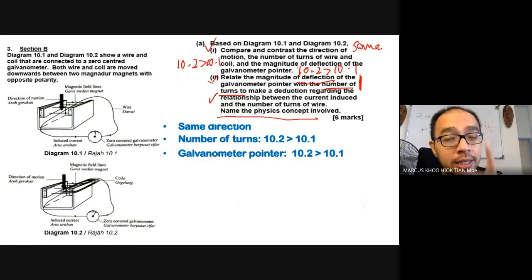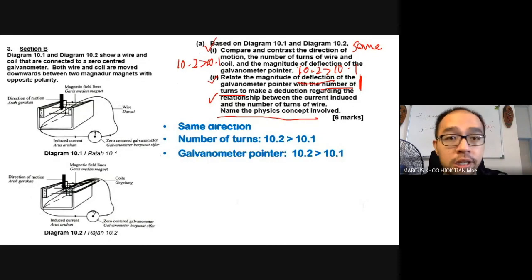Is the deflection affected by the number of turns, or the number of turns affected by the deflection? Obviously, the deflection is affected by the number of turns. So the order you write it must be correct. The bigger the number of turns, therefore, the bigger the magnitude of deflection. Okay, take note of that.